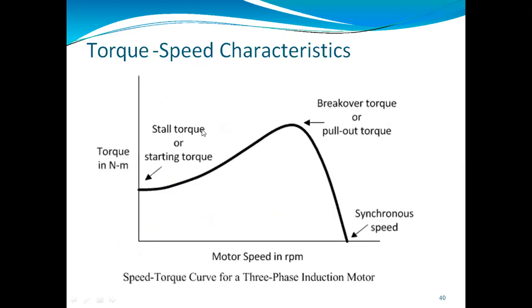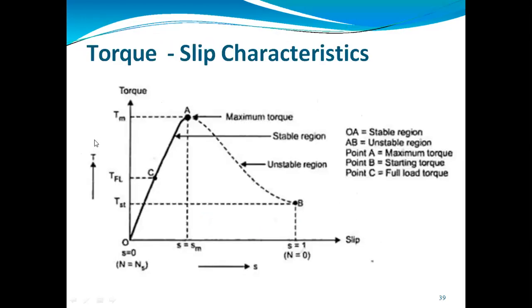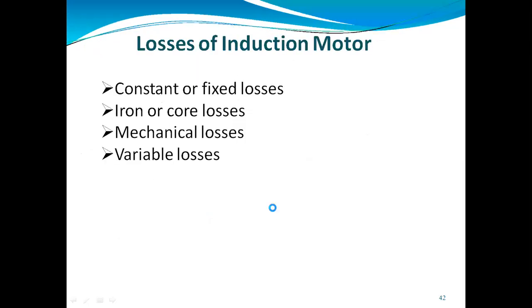So here we will see the effect of external resistance on the torque slip characteristics. Here we are drawing the torque slip graph. The same graph that was there for the torque slip characteristics, we are deriving again.